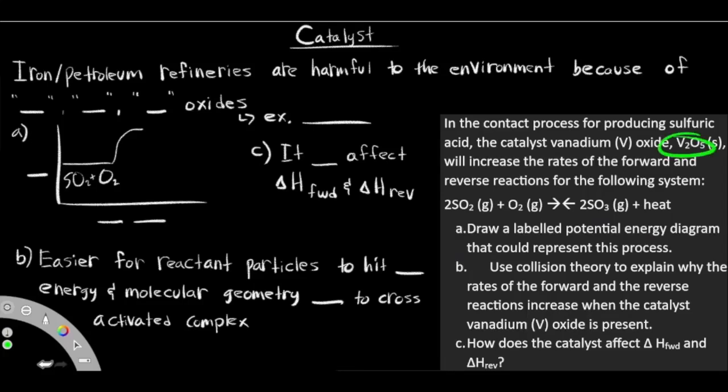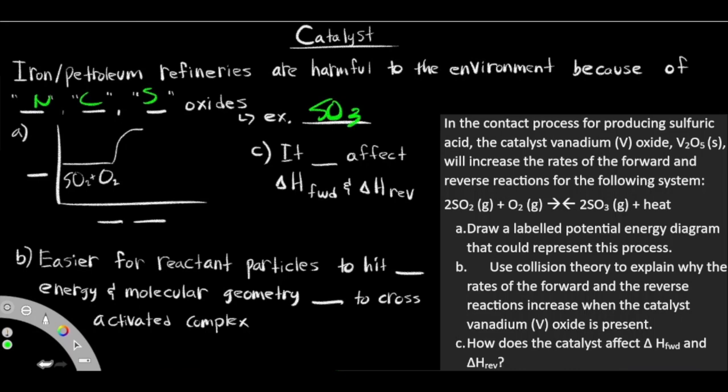Catalyst. Let's have a look at V2O5. That's the one there. It helps to create a bigger yield of SO3. Well, how do we get this SO3? It's created from iron and petroleum refineries or even steel mills, and they're harmful to the environment because nitrogen, carbon, and sulfur oxides are harmful. So, for example, our sulfur trioxide here is the one in question.